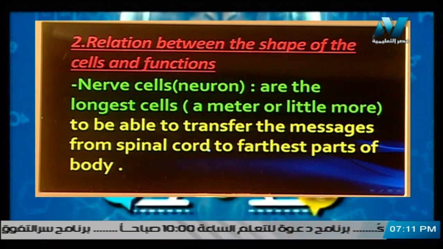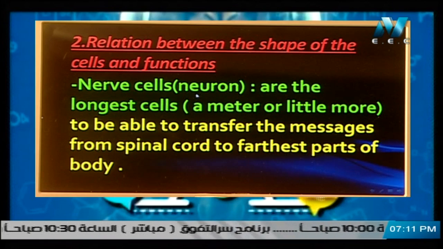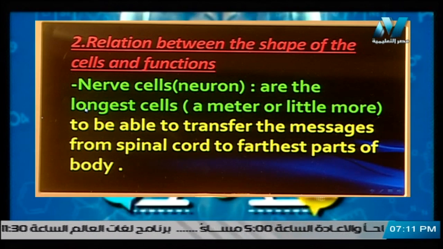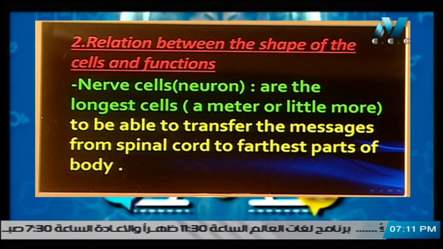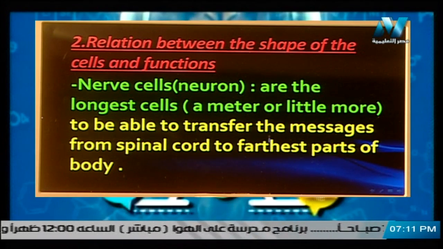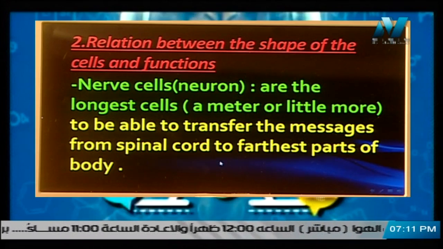Let's talk first about the nerves. The nerve cell we call the neuron, another name for the nerve cell. It is the longest cell; its shape is the longest. It reaches a meter. Okay? It has the ability to transfer messages from the spinal cord to the farthest part of the body. Let's talk together about this part. Is there a relation between the shape of the cell and the function it performs? Of course. The longest cell in your body we call the nerve cell or neuron. The nerve cell, kids, we call the neuron.